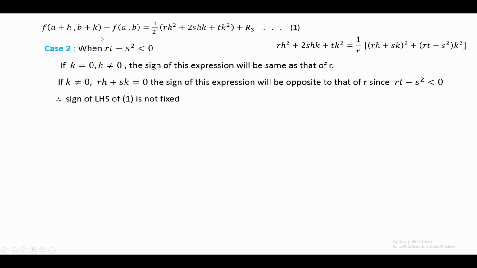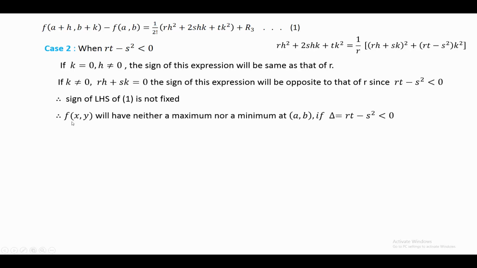So the sign of this value is not fixed, and therefore f of xy will have neither a maximum nor a minimum at point (a, b) if delta equal to rt minus s square is negative. This value is called delta. If delta is negative, then the function has neither a maximum nor a minimum. Case number 3: when delta equal to rt minus s square equal to 0.